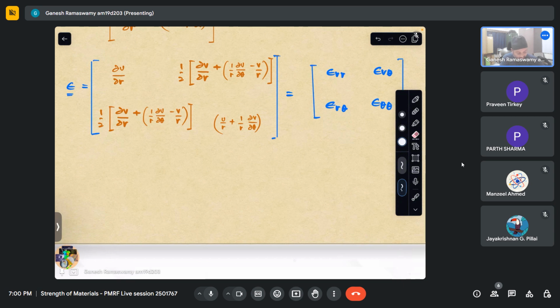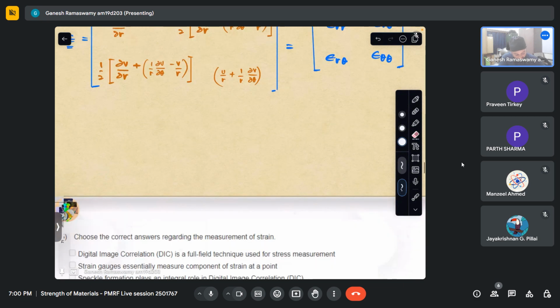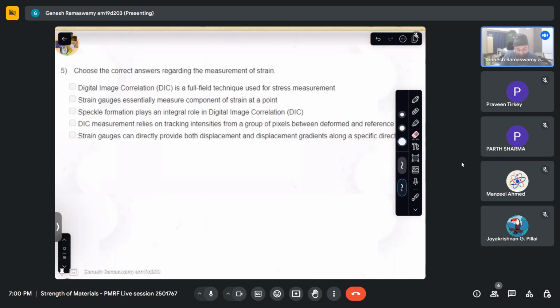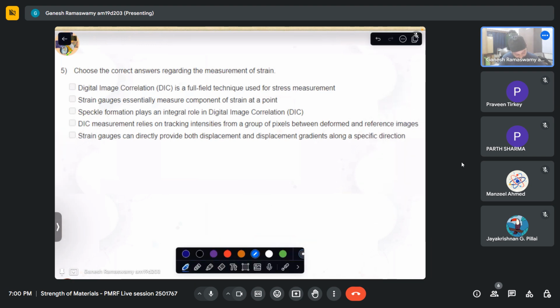All right, so let us move on to this question. Choose the correct answers regarding the measurement of strain. Digital image correlation is a full field technique used for stress measurement. So we saw it is not directly stress, because it is correlating one point, one speckle, temporally, a time varying correlation, in order to arrive at the displacement. So it is not a stress measurement, so to speak. It is a displacement measurement technique.